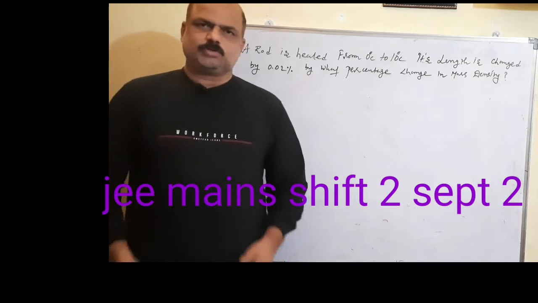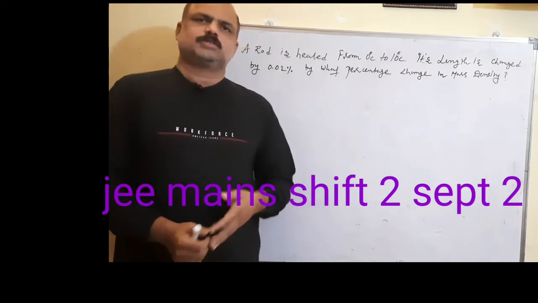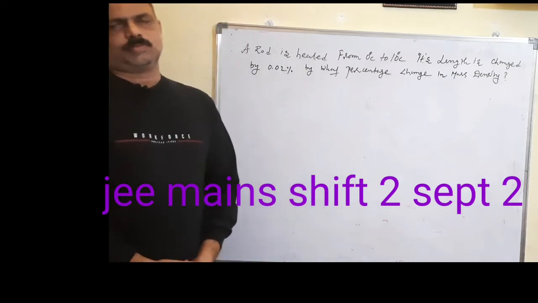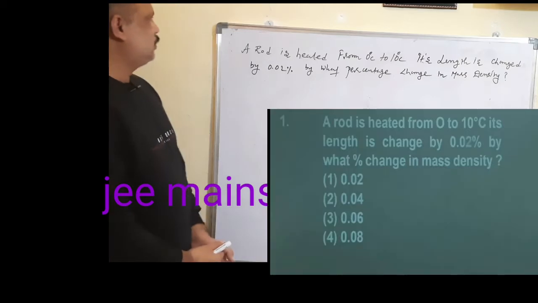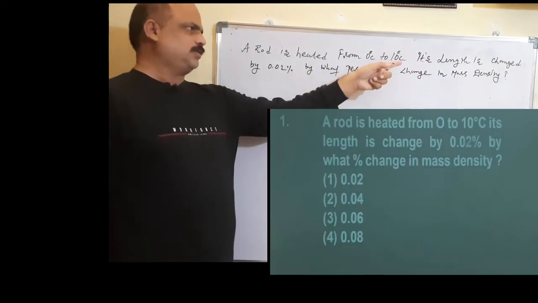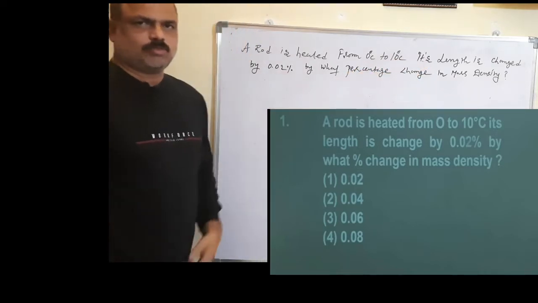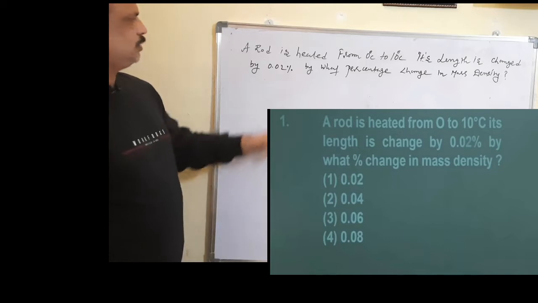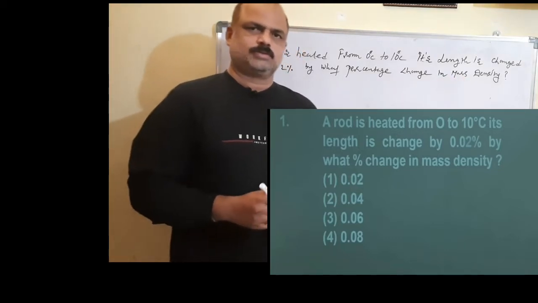So today we are going to discuss JEE Main Shift 2 September 2nd paper discussions. A rod is heated from 0 to 10 degrees centigrade. Its length is changed by 0.02%. By what percent change in mass density?